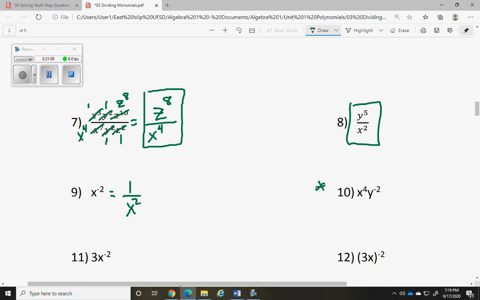So this is where we get tricked up now. Don't forget that the exponent only belongs to what's directly in front of it. The exponent of -2 only belongs to the y. Maybe you even want to just circle it.